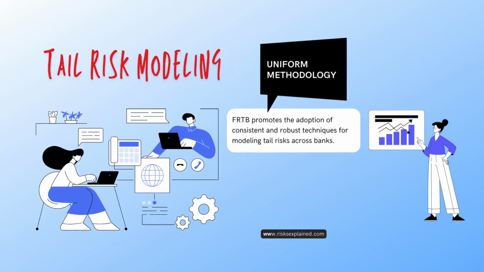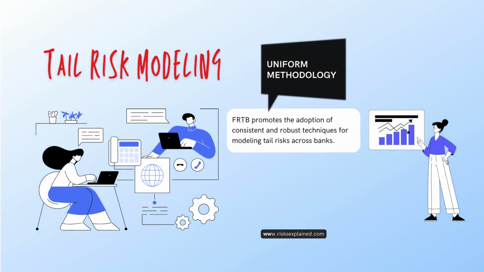Tail risk modeling. Uniform methodology. FRTB promotes the adoption of consistent and robust techniques for modeling tail risks across banks. By ensuring that banks use standardized methodologies to identify and manage extreme events, regulators aim to enhance the resilience of the financial system to systemic shocks.